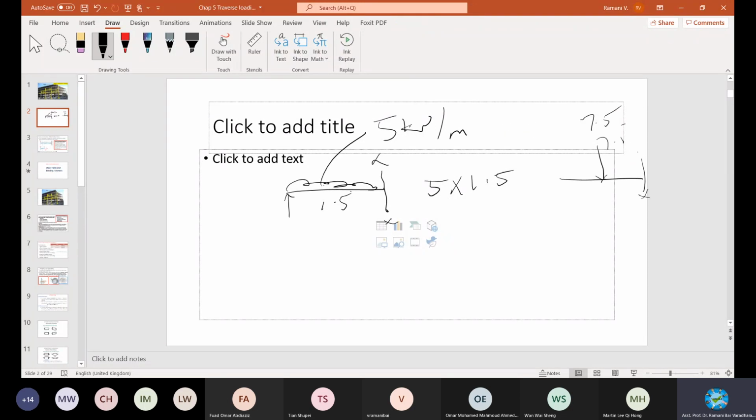And this is my axis, right? The distance is 1.5, right? So this load into distance will be half of 1.5. That is why I multiply this by 1.5 by 2. Is this clear? Yes, clear already. Okay. Any other question, please?